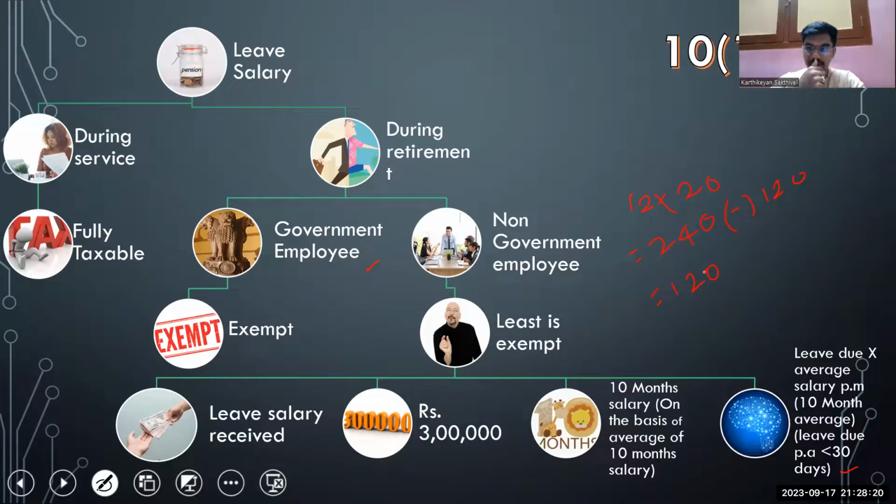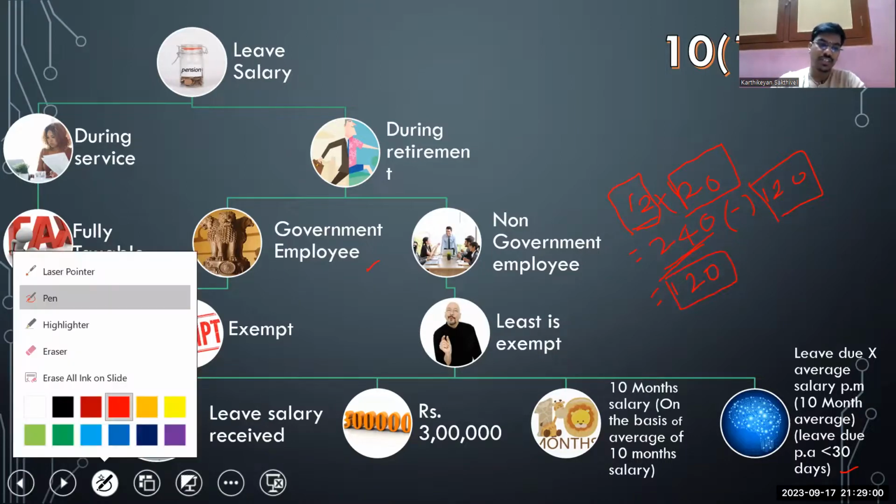Can you repeat it, sir? Yeah, very simple. You are eligible for 1 day of leave per month. So for 12 months, what is the number of days you are eligible for leave? You are in service for the past 20 years. So what is your total leave entitlement? 240. Of which you have taken 120 days of leave. So what is your leave due now? 120. That is the number of days you have not taken the leave.